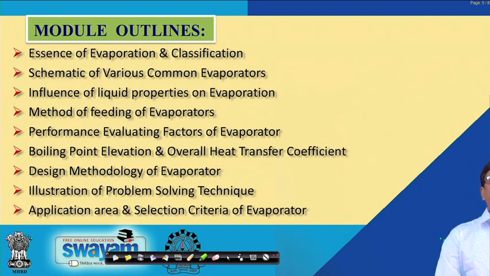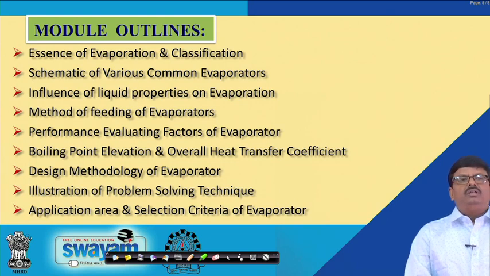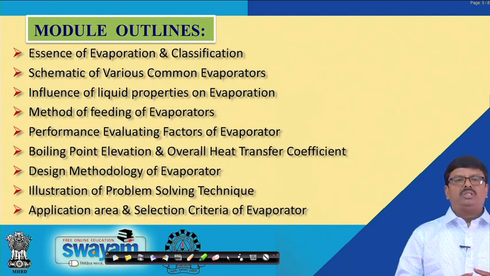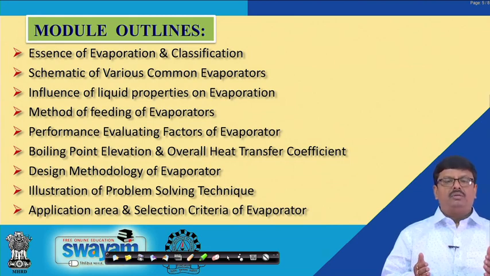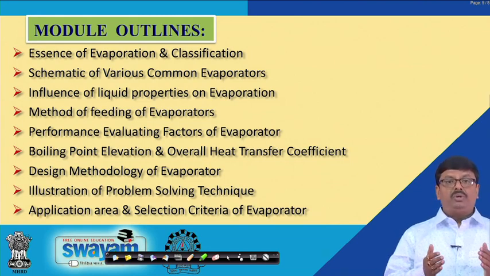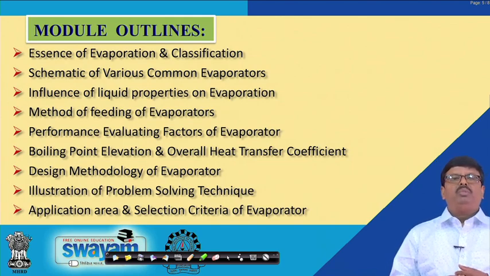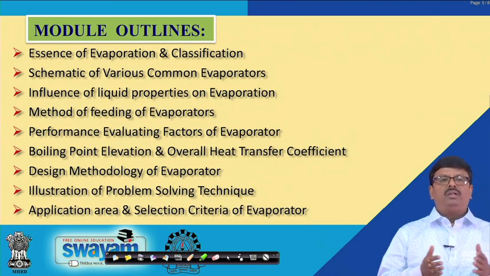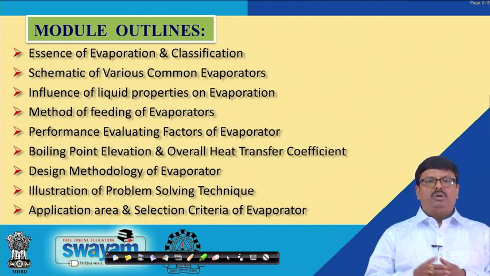What I am planning to cover in this module: the essence of evaporation and its classification, schematics of the various common evaporators we generally use in different chemical process industries, and the influence of liquid properties on evaporators. What are the different properties that we should consider for the evaporation operation to occur very efficiently, and what properties of the liquid generally influence the evaporation process? Then the method of feeding of evaporators, the different kinds of feeding that we generally consider in evaporation operations.